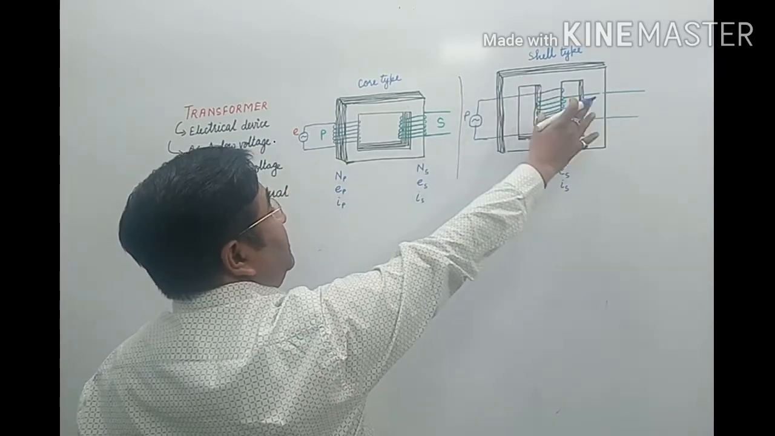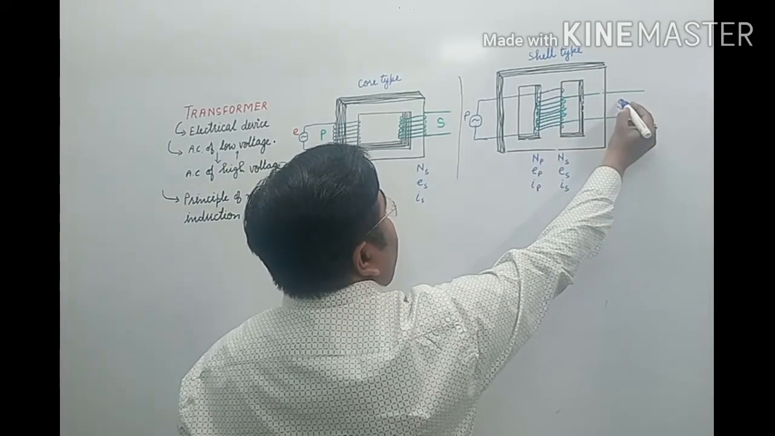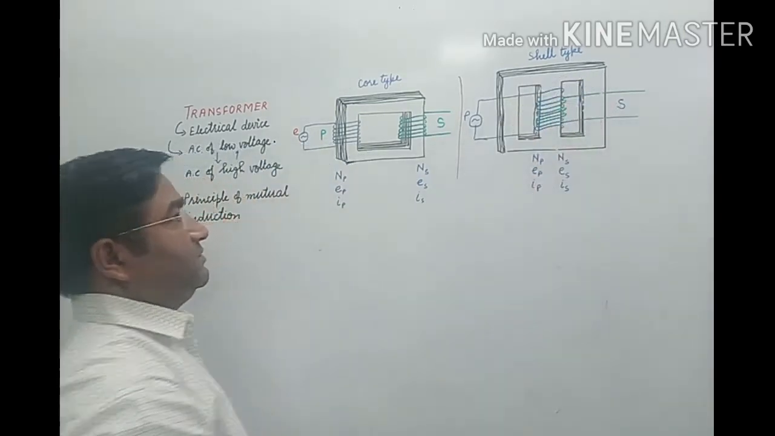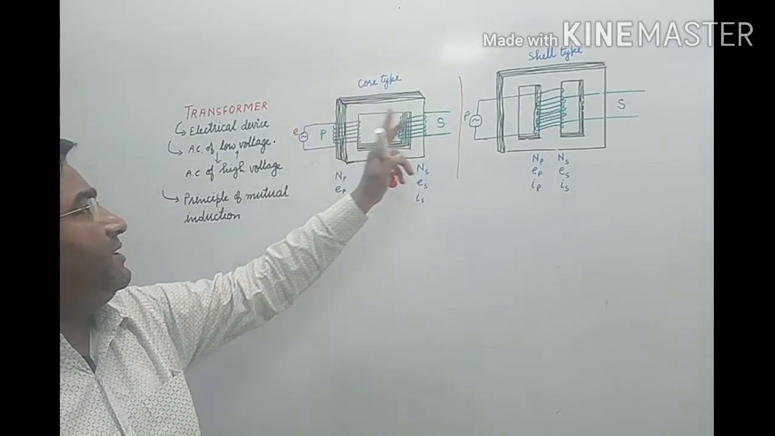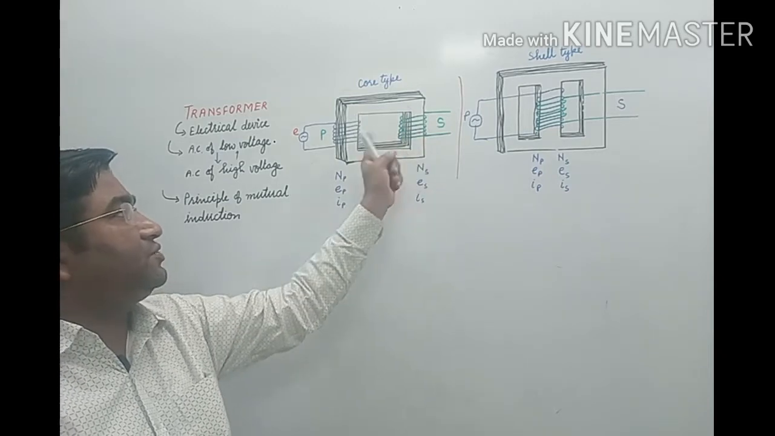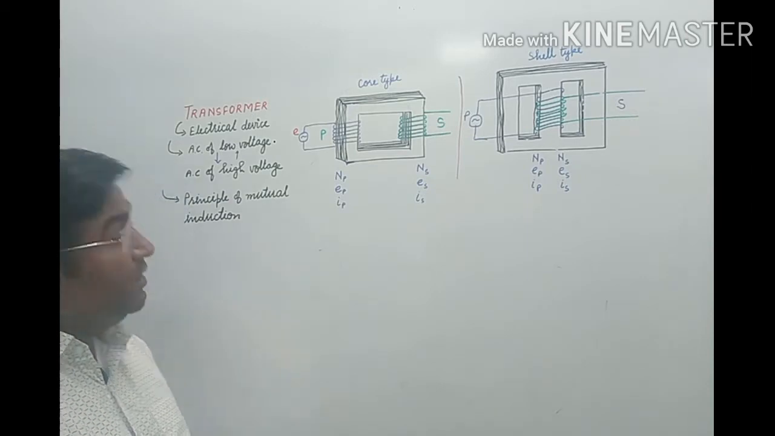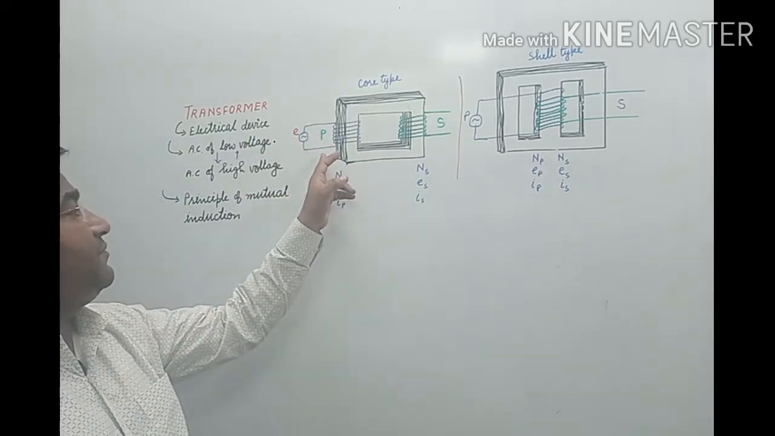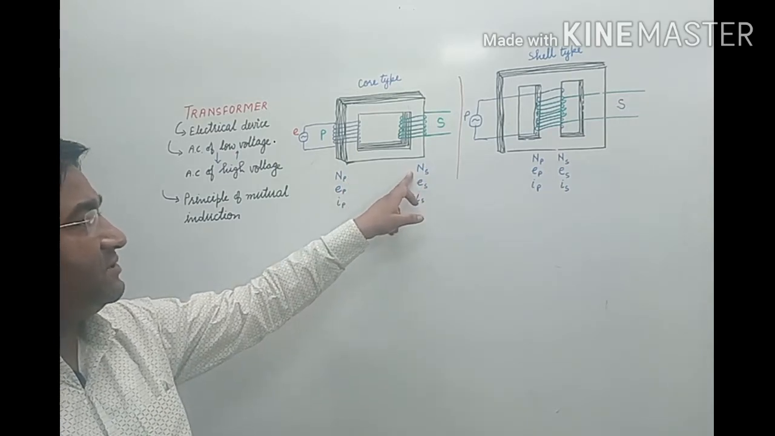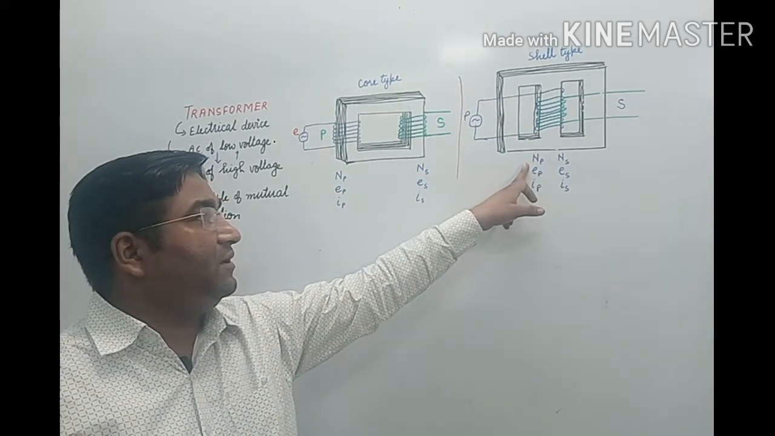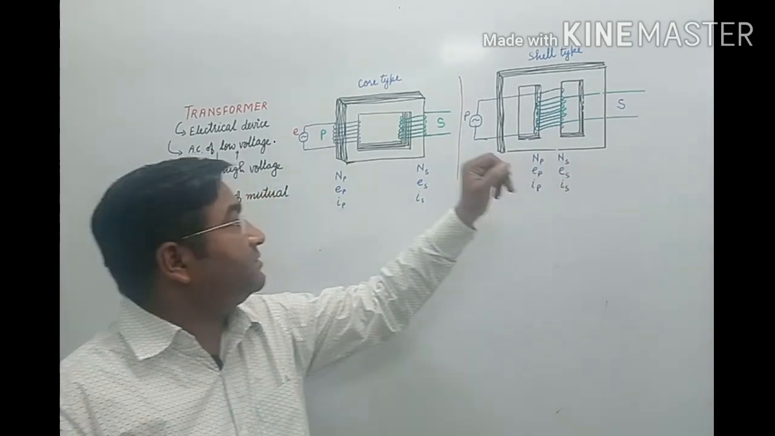In shell type, the primary coil and secondary coil are both wound on the same place. But in core type, the primary coil and secondary coil are wound on two different places. Okay, this is the difference. Suppose the number of turns in the primary coil is Np and the number of turns in the secondary coil is Ns.